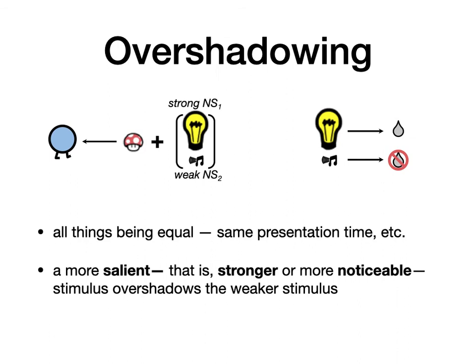Well, for one thing, all things being equal, and the same presentation time and all that, the more salient a thing is, so the stronger and more noticeable it is, that will overshadow the weaker stimulus. So overshadowing is one method. The things that are most noticeable in our environment, i.e. things that maybe just recently changed, like the door is suddenly open, that's important. A change is detected, and we know from neurons that changes can be detected pretty easily.